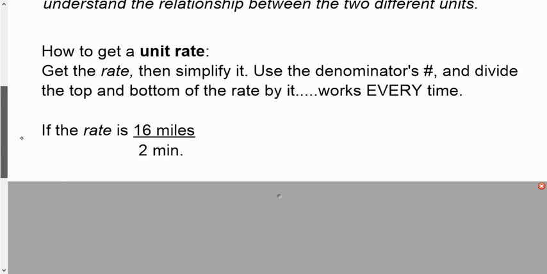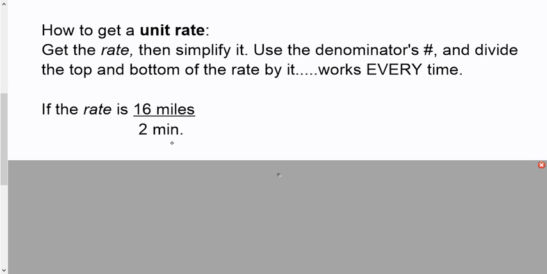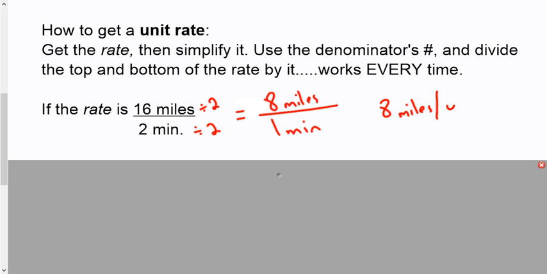So here's the rate, 16 miles for 2 minutes. Basically, you take the denominator here, its number, and you divide the bottom by itself because what's 2 divided by 2? 1. And you keep the unit right there with it. Hey, that's going to be 1 minute, no problem. And now, since I divided the bottom by 2, it is a fraction, so I've got to divide the top by 2. What's 16 divided by 2? 8, and we keep the unit right there. So I could say that 8 miles per minute is the unit rate.